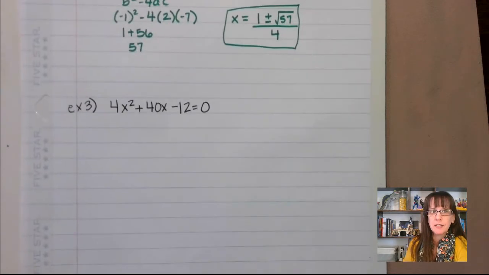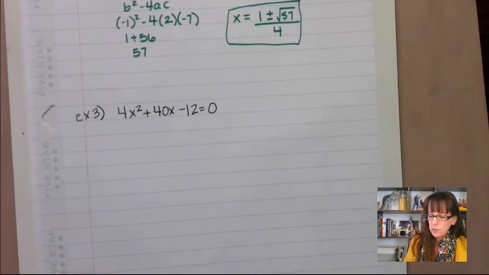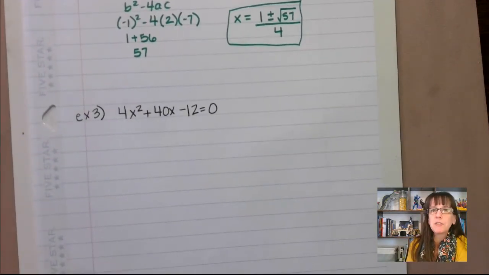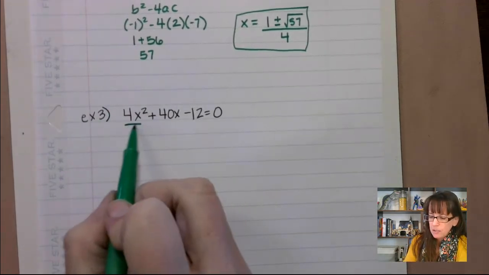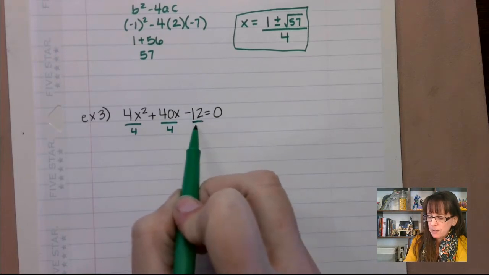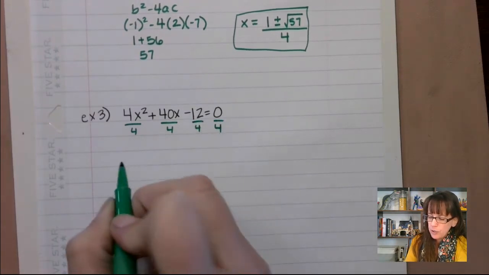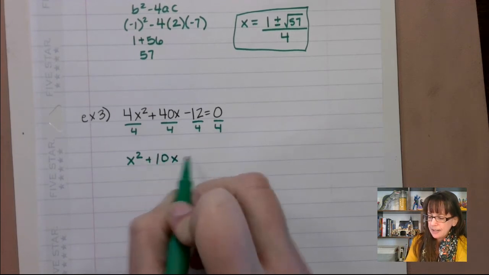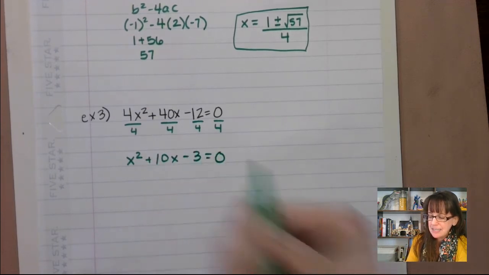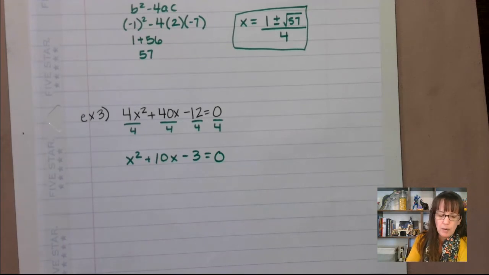Okay, so let's talk about this guy right down here. This one, immediately I look at that and I see all of those are divisible by 4. Make your life easier. Divide everything by 4. Divide by 4, divide by 4, divide by 4, divide by 4. So that gives us our new equation of x squared plus 10x minus 3 equals 0. Excellent job. Okay, so now we're ready to use our quadratic formula.